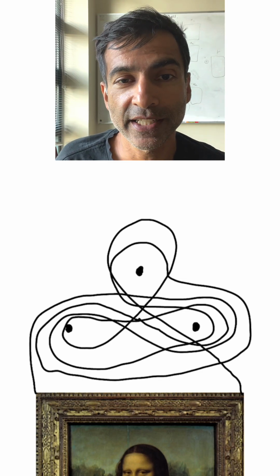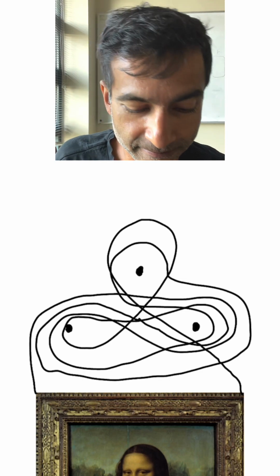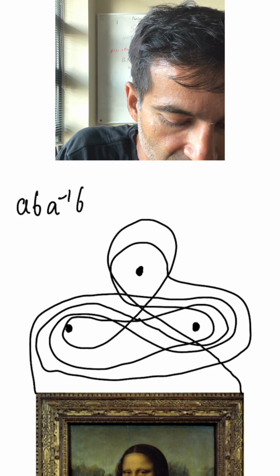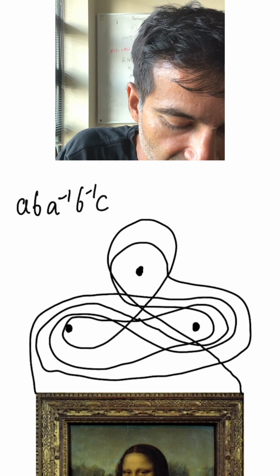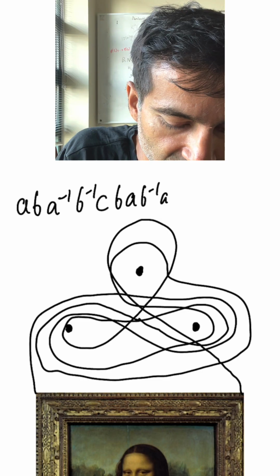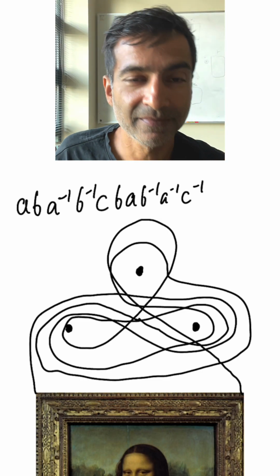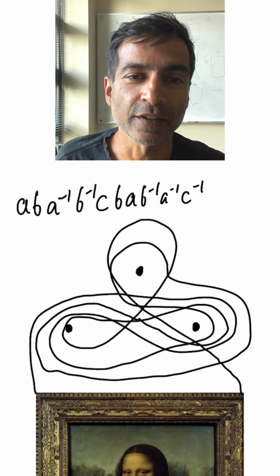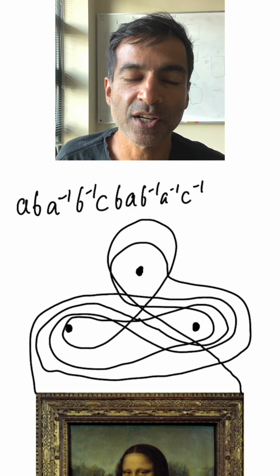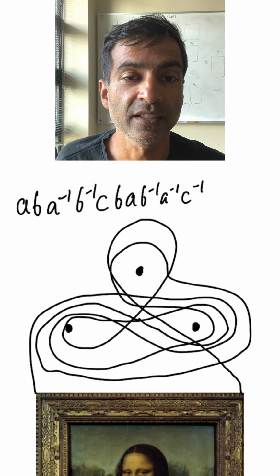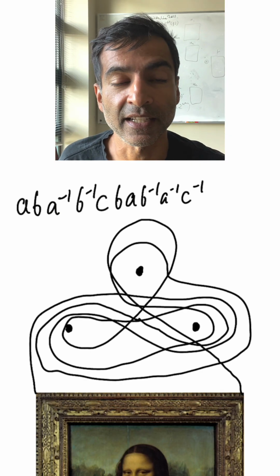The solution with 3 nails corresponds to the expression A, B, A inverse, B inverse, C, B, A, B inverse, A inverse, C inverse. And again, the reason it works is that if you delete A from this expression, everything cancels out. If you delete B from this expression, everything cancels out. And if you delete C, everything cancels out again.